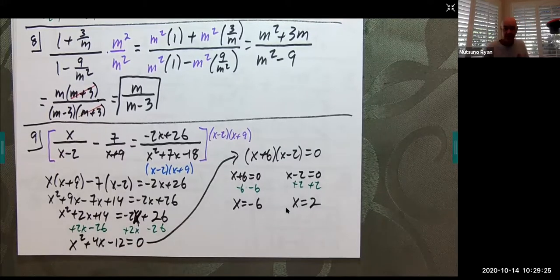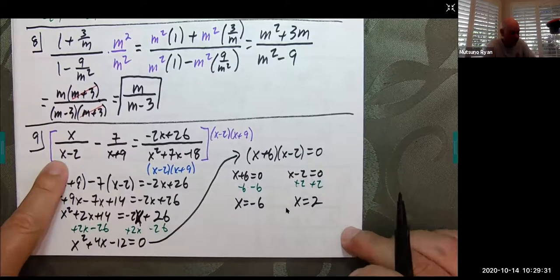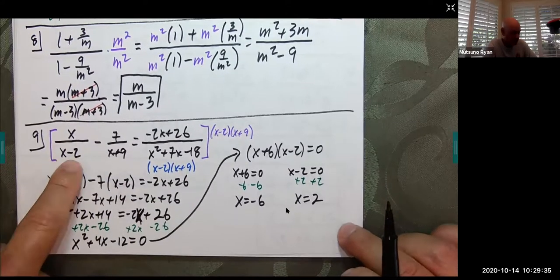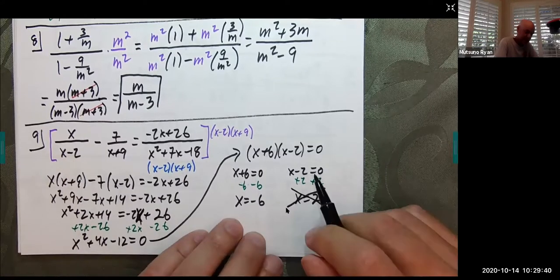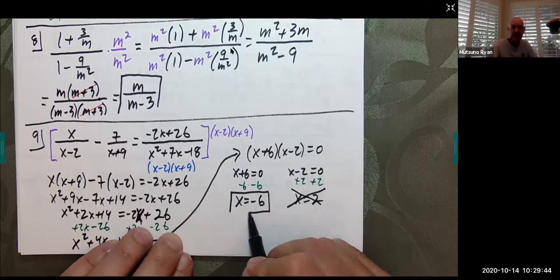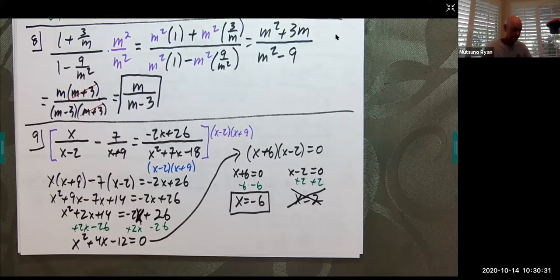So I have two potential solutions. However, x equals 2 is going to cause a problem right there. It'll cause a problem there too, but we can see right away 2 minus 2 is 0. That one's out. So my only solution in this case is -6. So we only have one solution in this case. X equals -6.